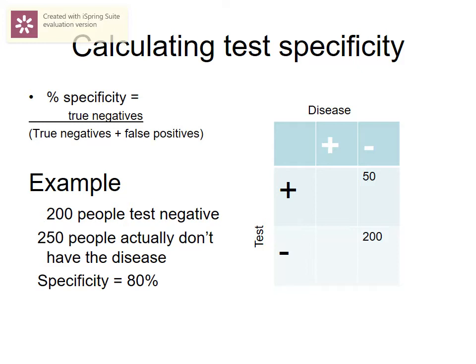That means out of 250 tests, 50 of them were falsely positive, and at least for a while, those folks were diagnosed with having that disorder.